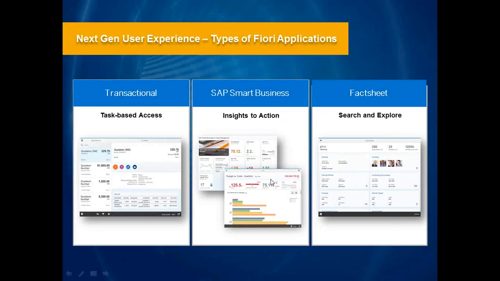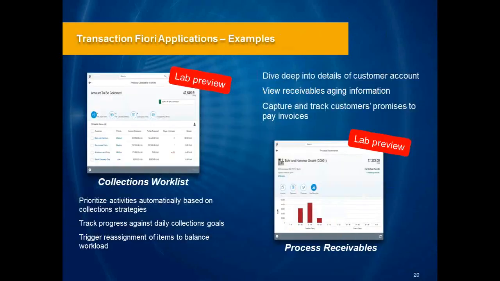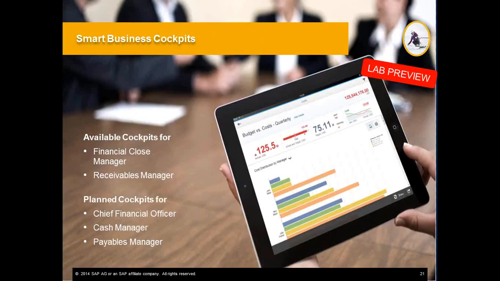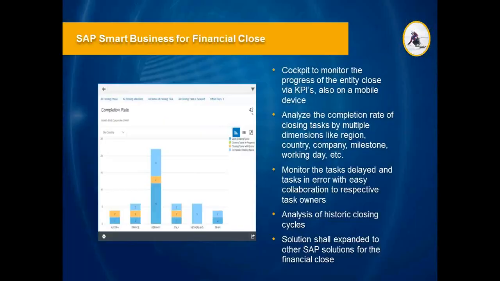So in this case, we have something for cash management, for the financial closing cockpit. I think working capital is going to be in that category as well. So more and more of this will move away from a SAP GUI to a Fiori interface, to an HTML5 interface that you can run anytime and anywhere, because these user interfaces can run on your mobile devices as well as they can on a desktop. So here are examples of Fiori: collections work list, process receivables, the cockpits I mentioned already, for close manager, receivables manager, and smart business for financial close, where we have a cockpit that helps us understand how we achieved milestones, how we're progressing, where we have issues.